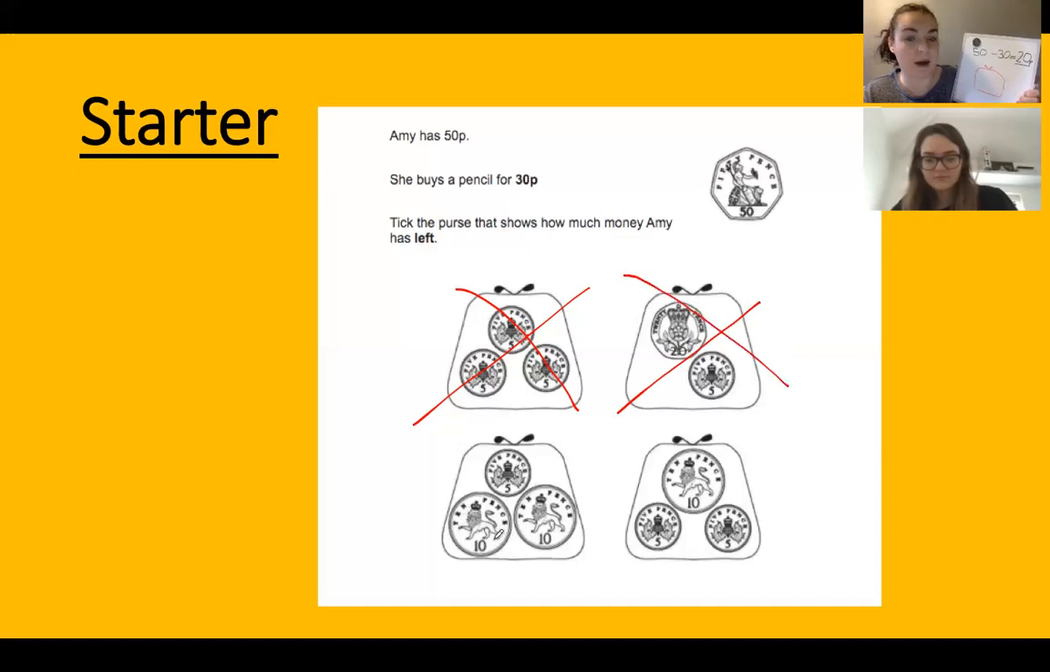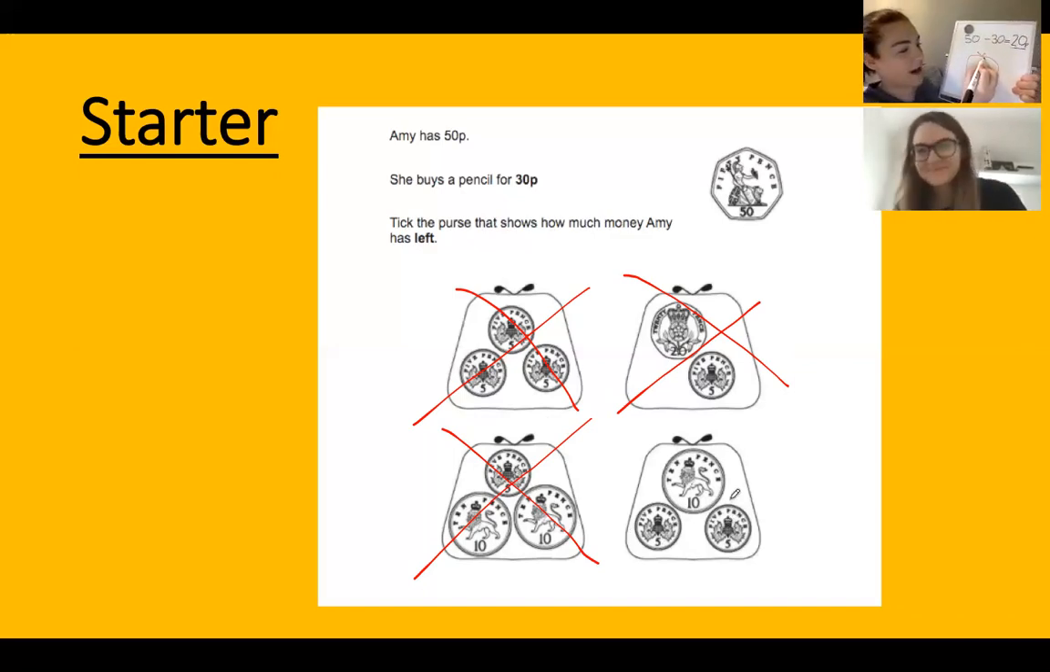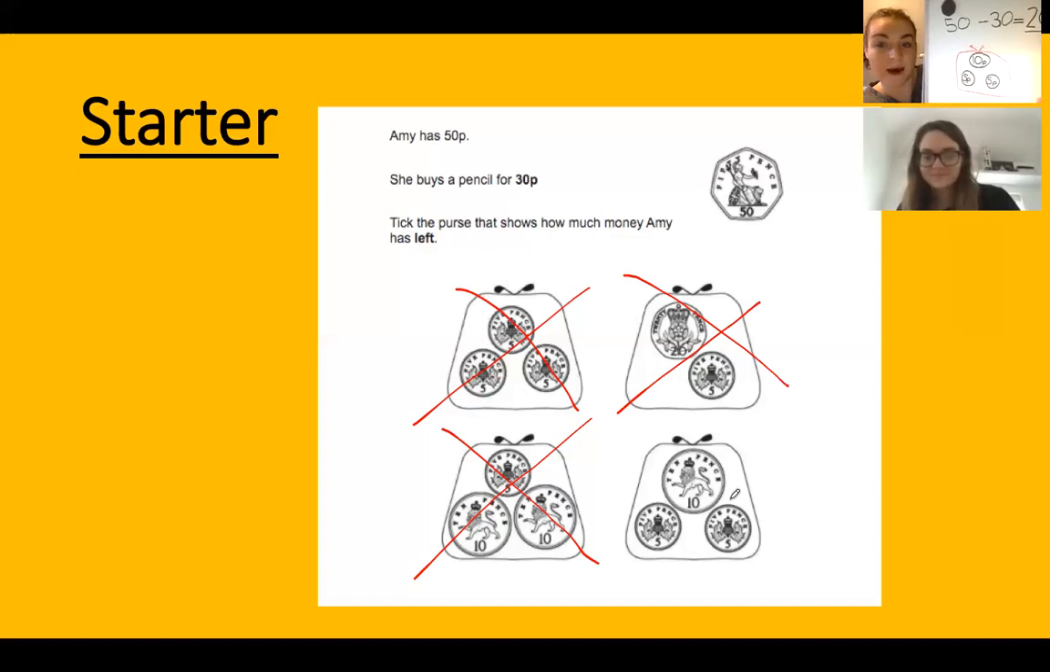Let's look at the third purse. 10 add 10 is 20. Add 5 more is 25. No, that's not got 20p in it. It's got too much money. Let's look at our last purse. 10 add 5 is 15. Add 5 more is 20. Good. So that is the correct purse. So hopefully you can see 10p and 5p and 5p. So that is the correct purse there. 10 add 5 add 5 is 20p.